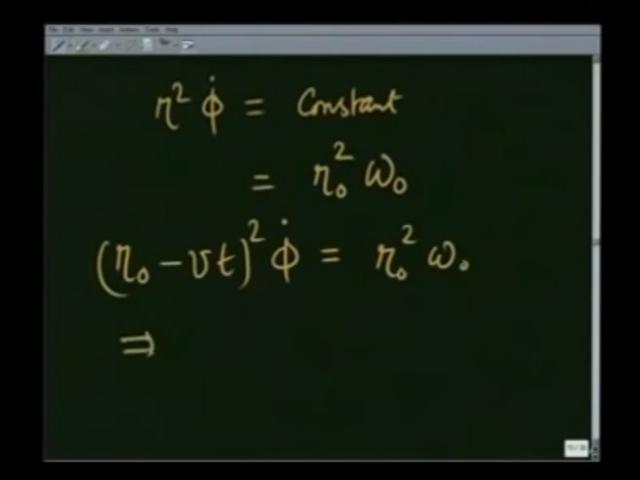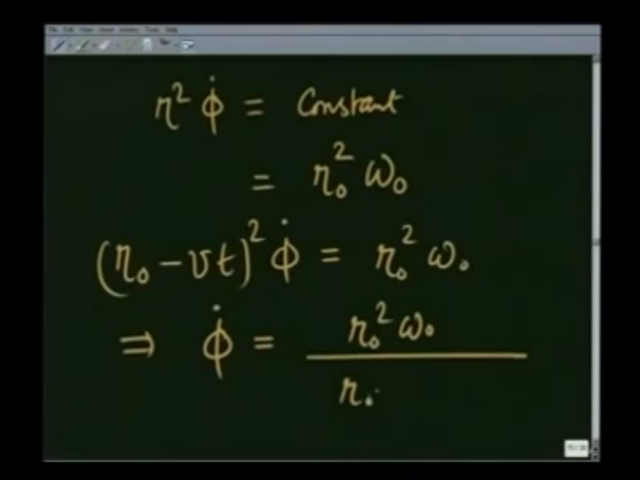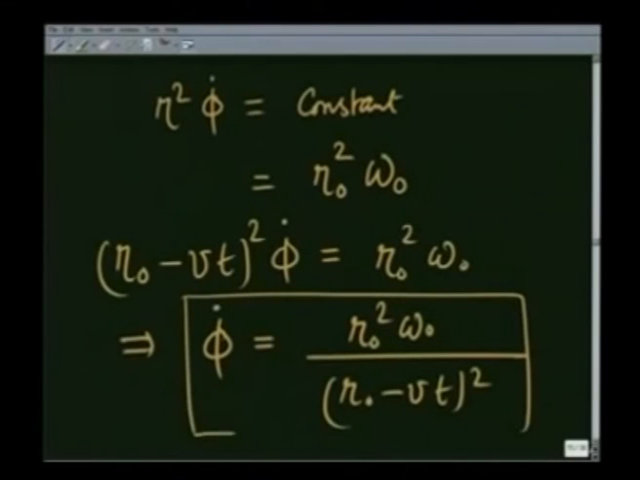And therefore, the angular speed, if I am pulling the wire end with a constant speed, is going to change as r0 square omega 0 over r0 minus Vt whole square. So, we have obtained how the angular speed of the particle changes.